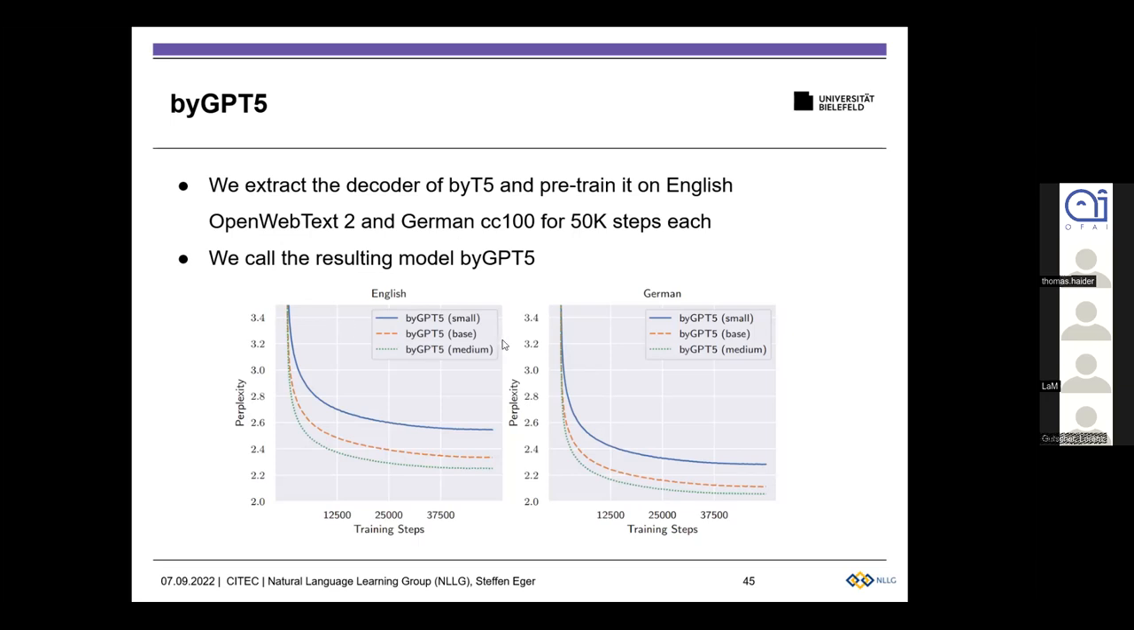And we have three different model variants. So we have a small model, which has fewer parameters. We have a base model, which has more parameters, and a medium model, which has even more parameters. And you can see the performance of the models as they are being trained. So here the perplexity becomes lower over training steps. Perplexity is a measure of the model quality, so to speak. And you see that in this case, the largest of our ByGPT-5 models performs best as it is pre-trained.